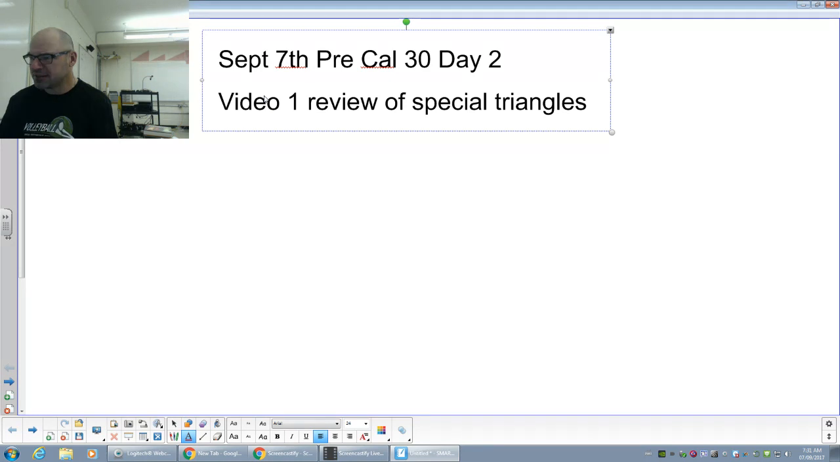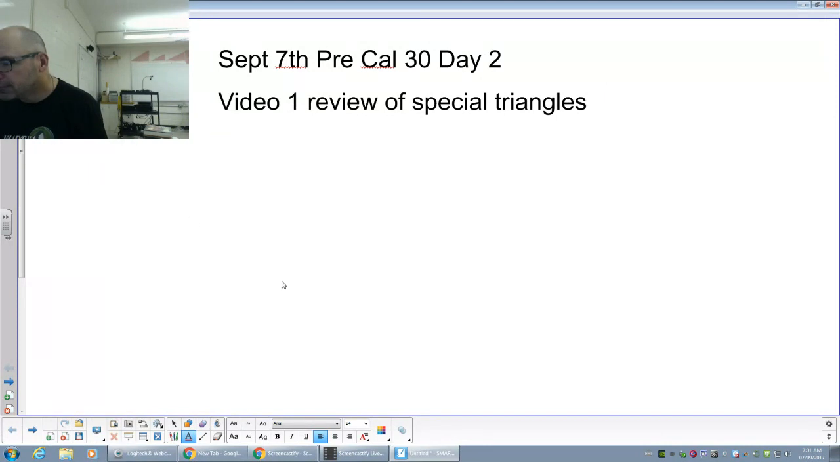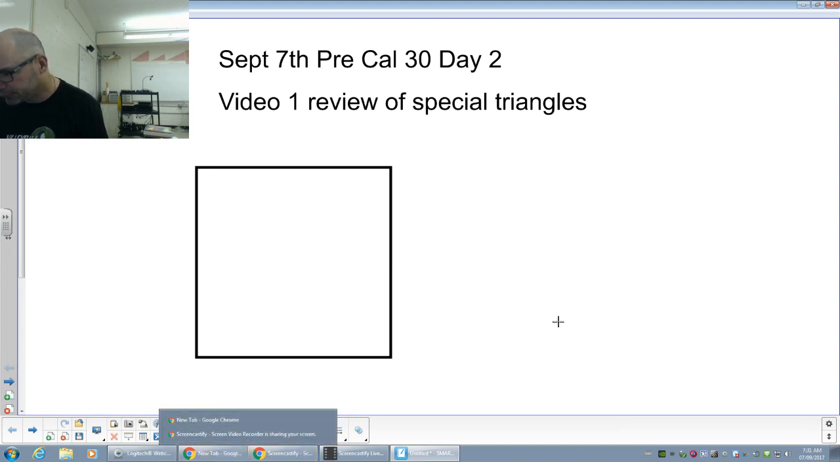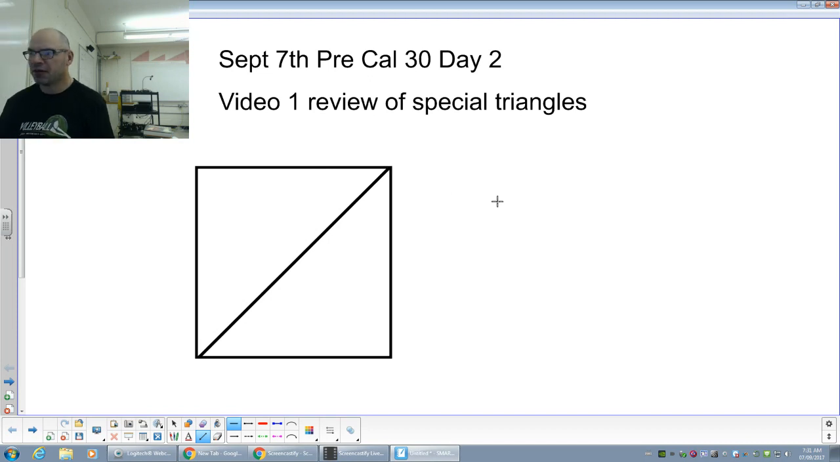Okay, so let's look at, I'll use a tool here to draw a square. And I'll make it fairly big here. Let's start here. Yeah, there we go. So if we've got a square and we cut this square in half with a diagonal, either way, I'm just going to go this way, we get 2 special triangles. Well, 1 special triangle, but 2 of them.